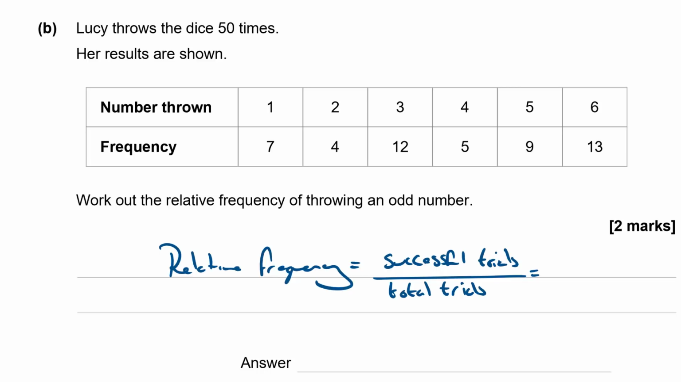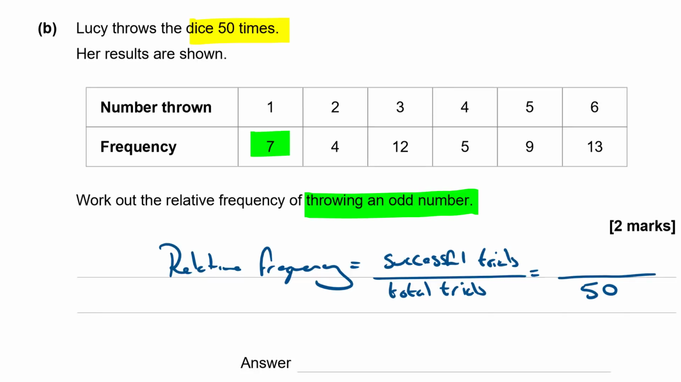In this case, there were 50 trials in total. It told us that in the question. And we want to work out how many successful trials there were. Well, in this case, success is throwing an odd number, of which there were 7 ones, 12 threes, and 9 fives. So adding those 3 numbers together, 7 plus 12 plus 9, which is 28. So that is 28 out of 50.